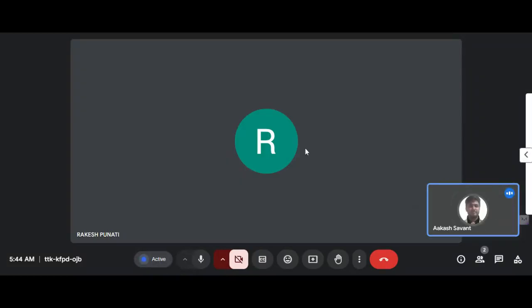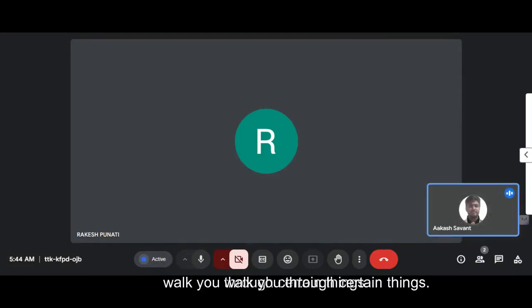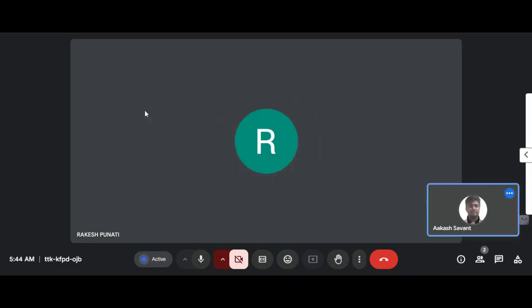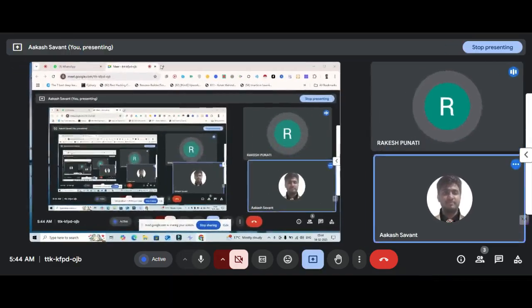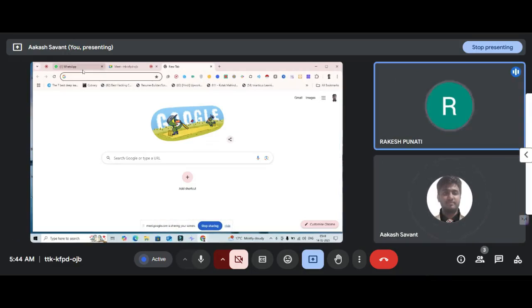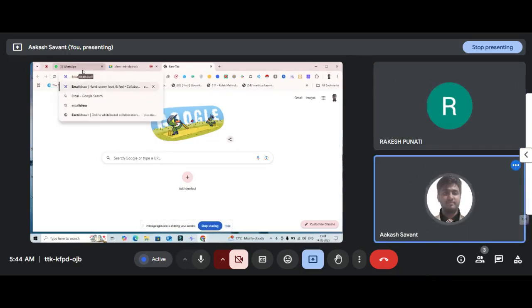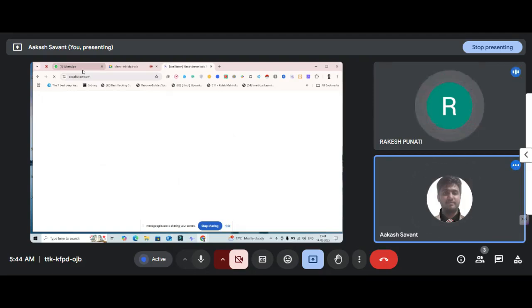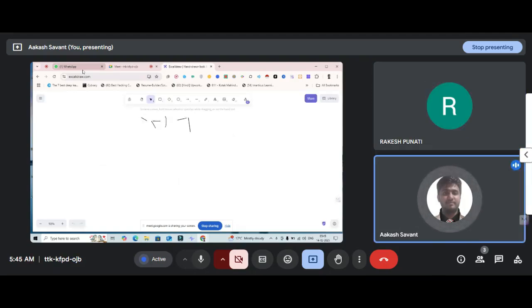Sure, let me walk you through certain things. Okay, Akash, you will get to know what I'm talking about. Can you see my screen? Yeah. Are you able to see the escalator?